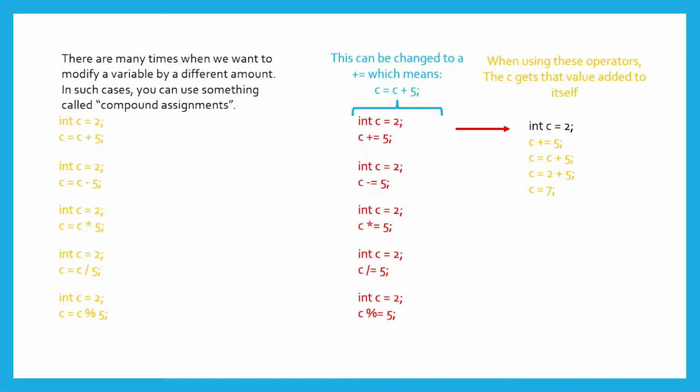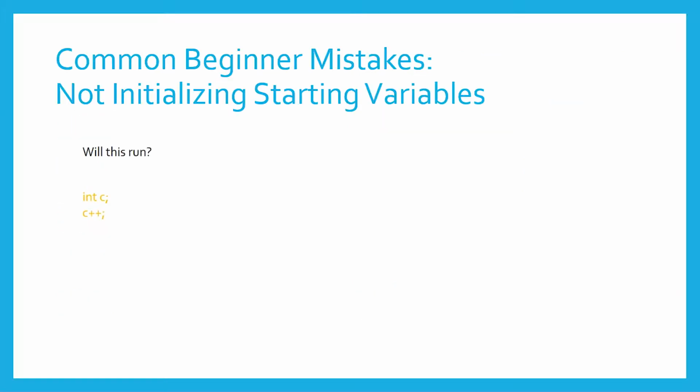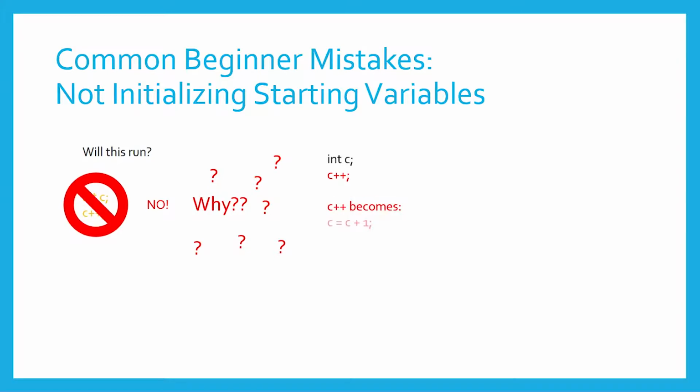However, be aware that these require initialized variables, meaning that they should already have a starting value. Here is c, for example. What are these statements doing? Well, what is the increment statement written out? It is c equals c plus 1.